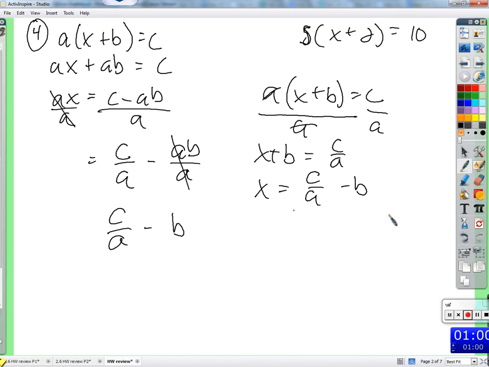And the next step, what it wants you to do, let me just get rid of all that. What it says, 2 times x plus 1 equals 9. Notice that A has been replaced with 2, B has been replaced with 1, and C has been replaced with 9.